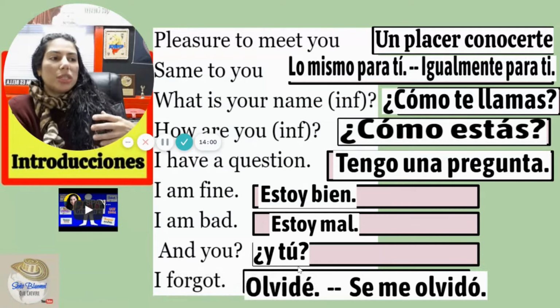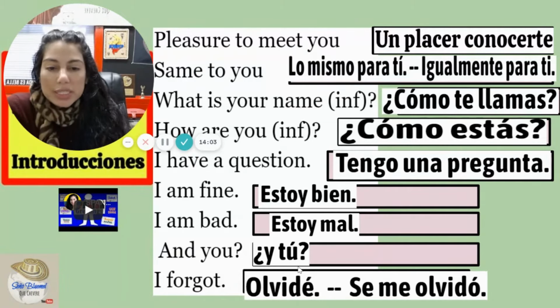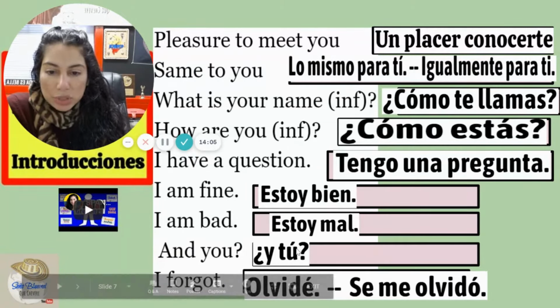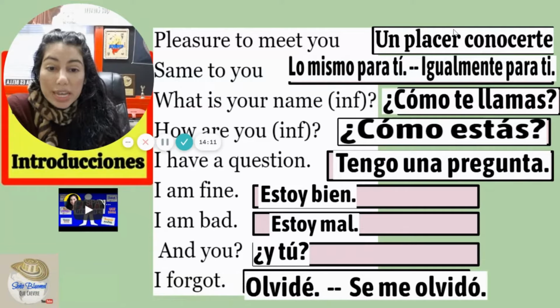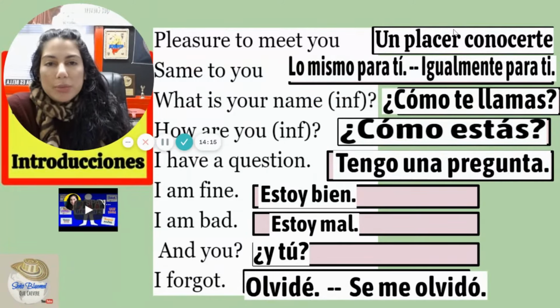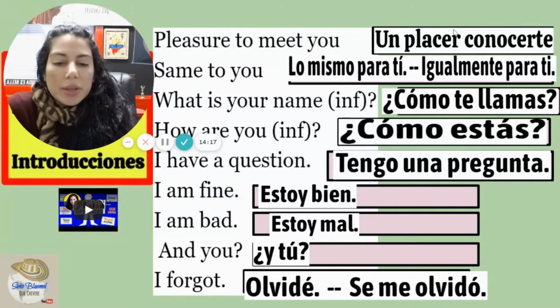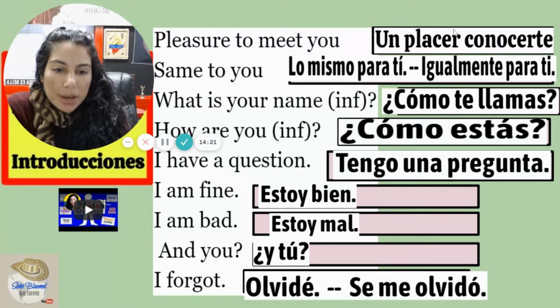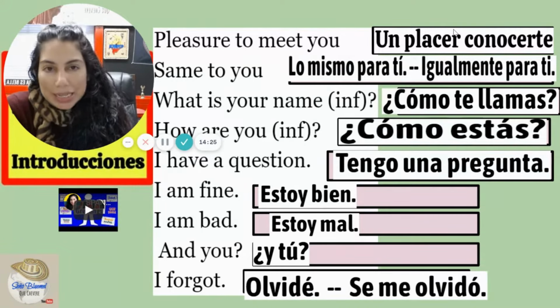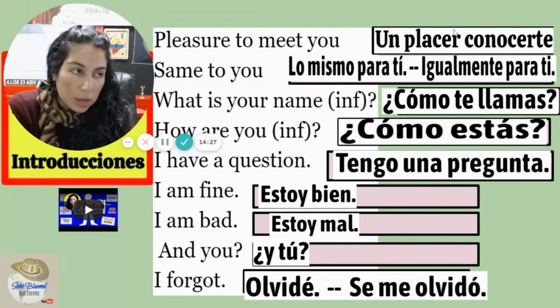If you want to use the formal you would say y usted. Y usted. If you forgot something, you say olvidé. That's one way to say it, olvidé. You can say yo olvidé or simply olvidé. Or you can say se me olvidó. Se me olvidó. So like if I say se me olvidó la tarea, I forgot the homework.